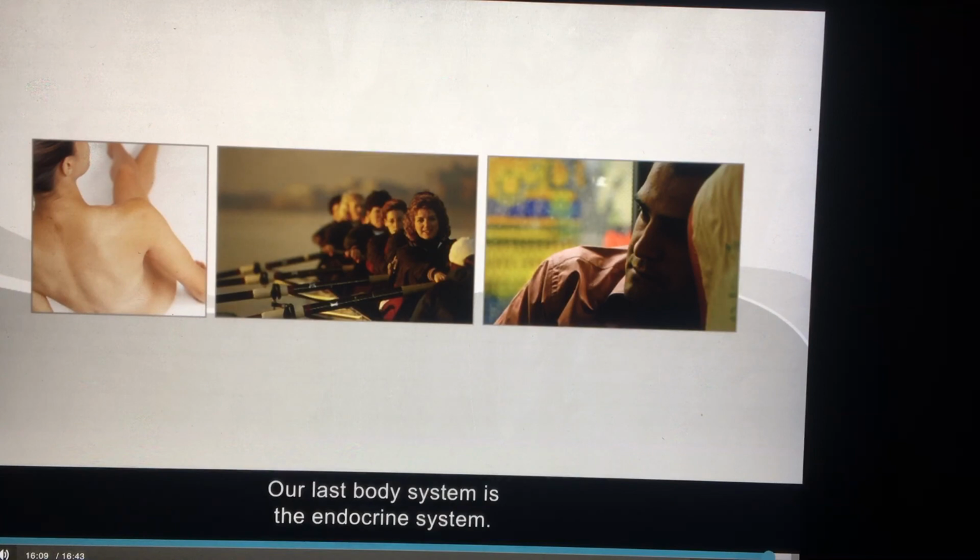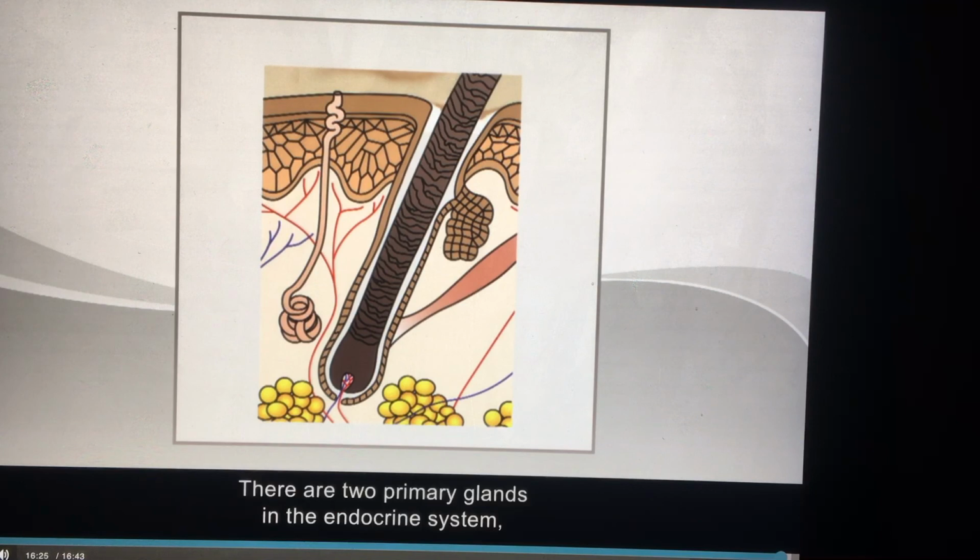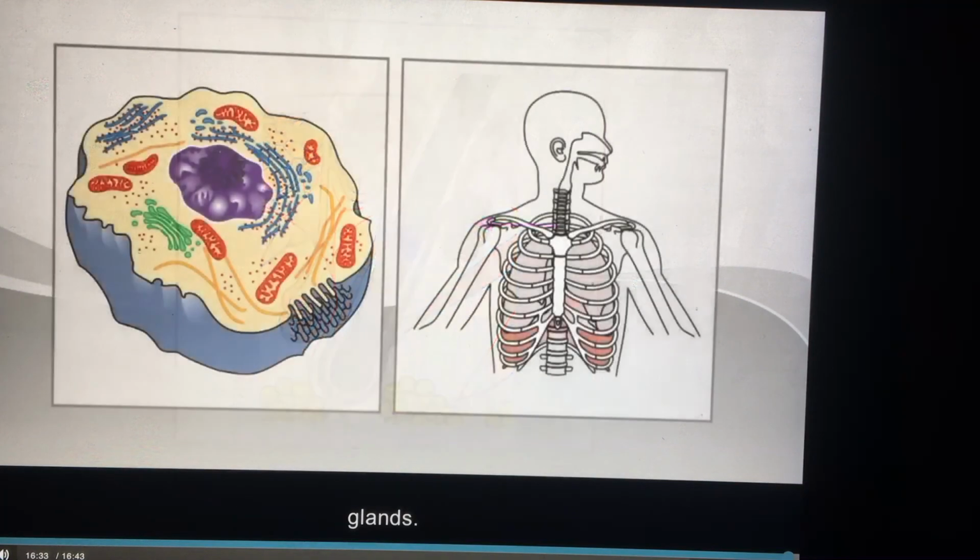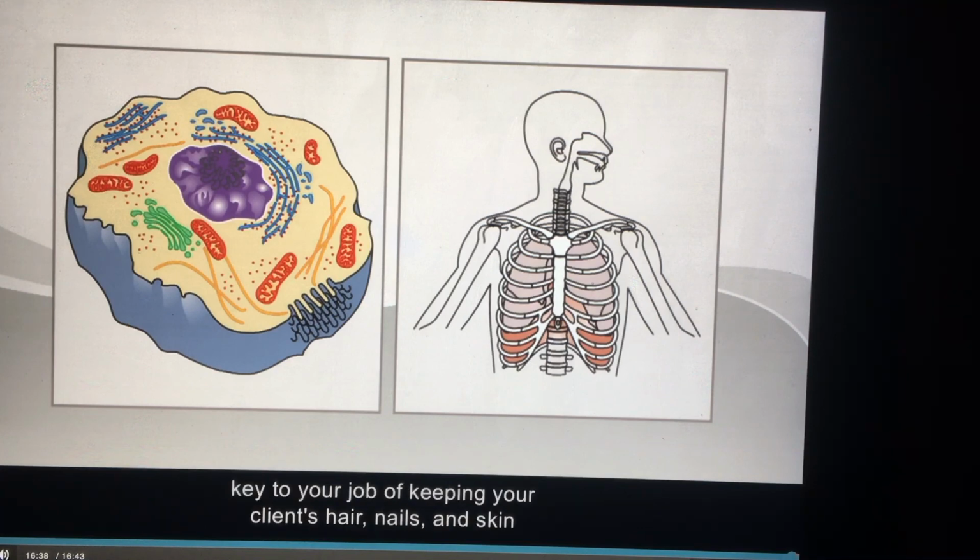Our last body system is the endocrine system. This system directly affects hair growth, skin conditions, and energy levels. Keep in mind that signs of fatigue or changes in hair growth may signal the need for medical attention. There are two primary glands in the endocrine system, the sebaceous or oil glands and the sudoriferous or sweat glands. Understanding how the body works is key to your job of keeping your client's hair, nails, and skin beautiful and healthy.